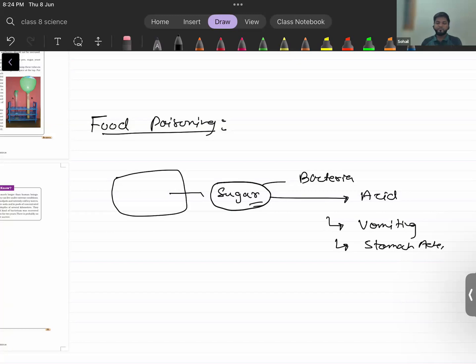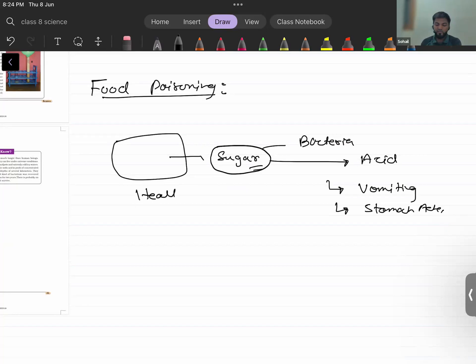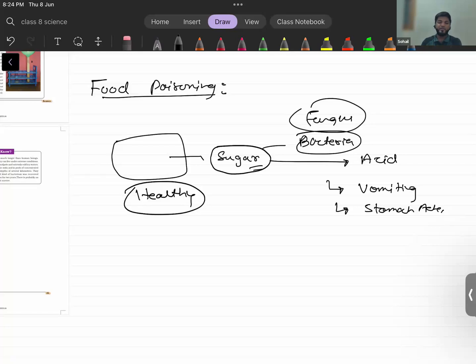Okay. So in food poisoning, what happens? There is a presence of a large number of microorganisms like bacteria and fungus in the food, or the presence of toxic substances in food formed by the action of microorganisms. So earlier the food was healthy, but as soon as bacteria and fungus started to feed on the food, it led to the formation of some toxic substances. The toxic substance could be an acid, it could be a base as well. Getting what I'm saying?